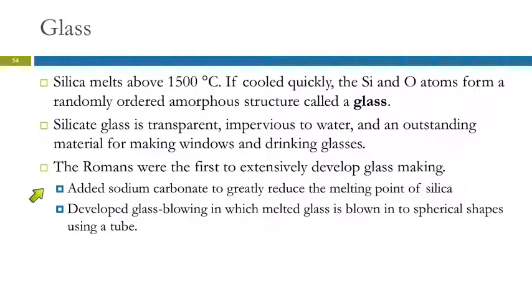The Romans, again, were the first to develop glass making. They found that if you added sodium carbonate to the silica, you could reduce the melting point. 1500 degrees is a bit difficult to work with. So you put sodium carbonate in there, now it'll melt at a lower temperature, so you can melt it even with a Bunsen burner. You can blow it and make it into all kinds of shapes.